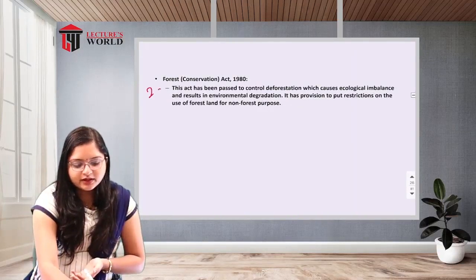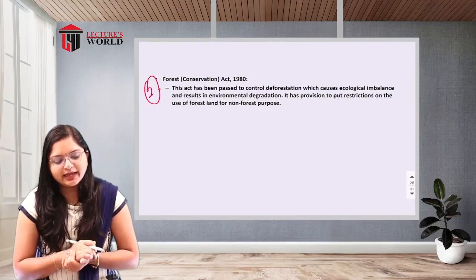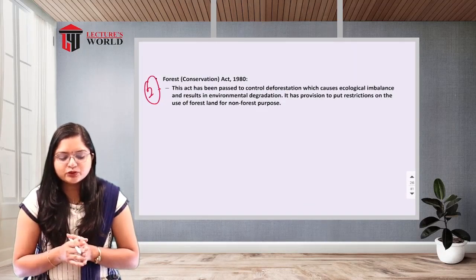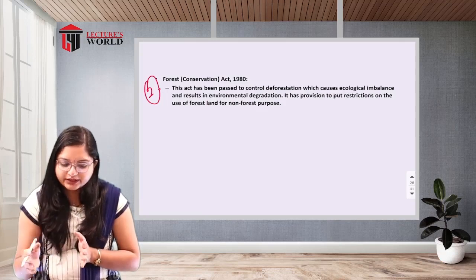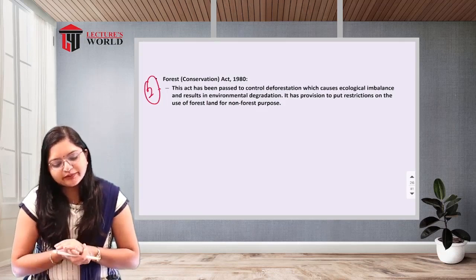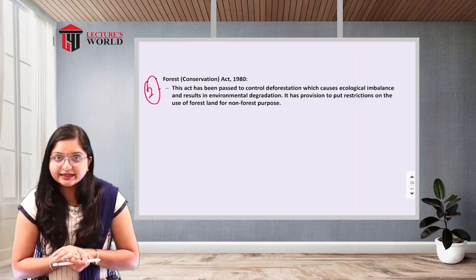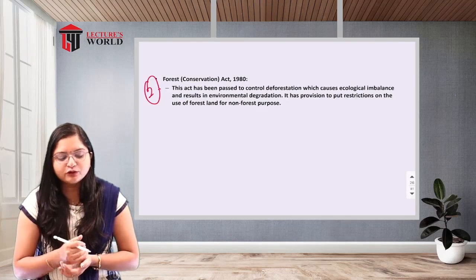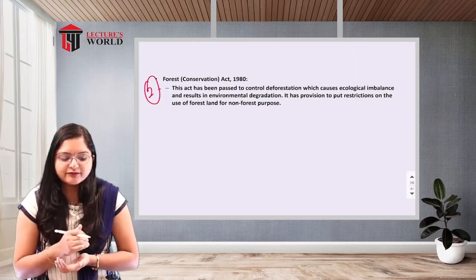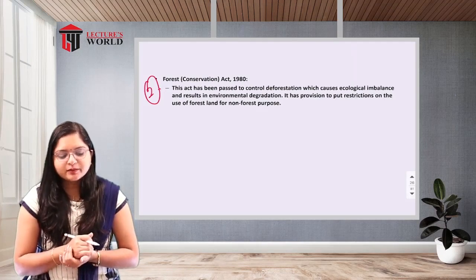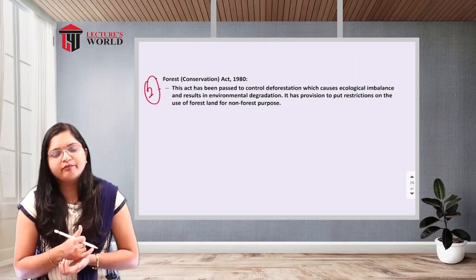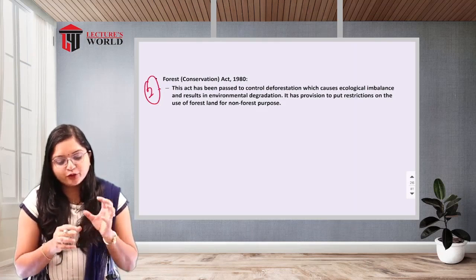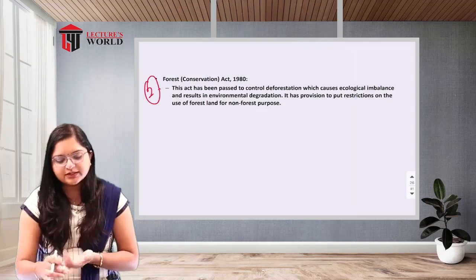Then the second law was the Forest Conservation Act, which was in 1980. This act has been passed to control deforestation, which is cutting of the trees, and which causes ecological imbalance and results in environmental degradation. It has provision to put restrictions on the use of forest land for non-forest purpose. So basically, under the Forest Conservation Act, the person is liable to a penalty to the government. So people cannot use the forest land for non-forest purposes under this act.